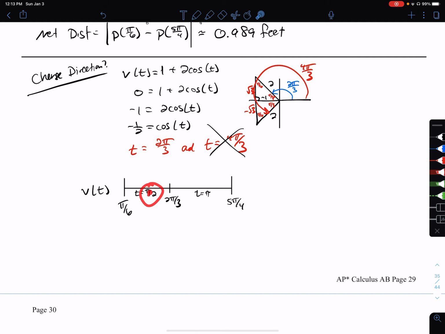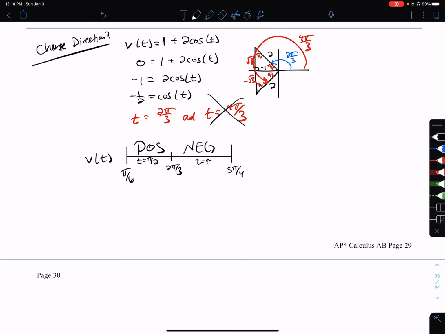If I put pi over 2 into this, cosine of pi over 2 is 0. That's going to make this positive. 0 plus 1 is positive. If I put pi into this, cosine of pi is negative. Specifically, it's going to be negative 1. This is going to be 1 minus 2, because 2 times negative 1 is negative 2. That's going to make this negative. So my conclusion is this little fella is changing direction.